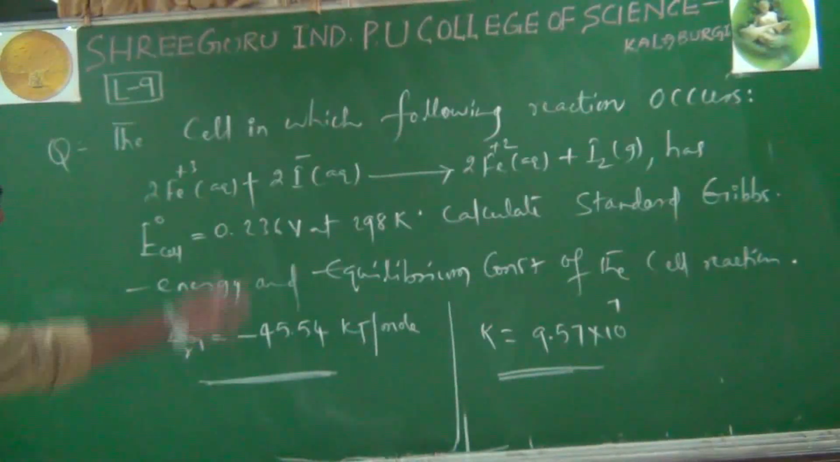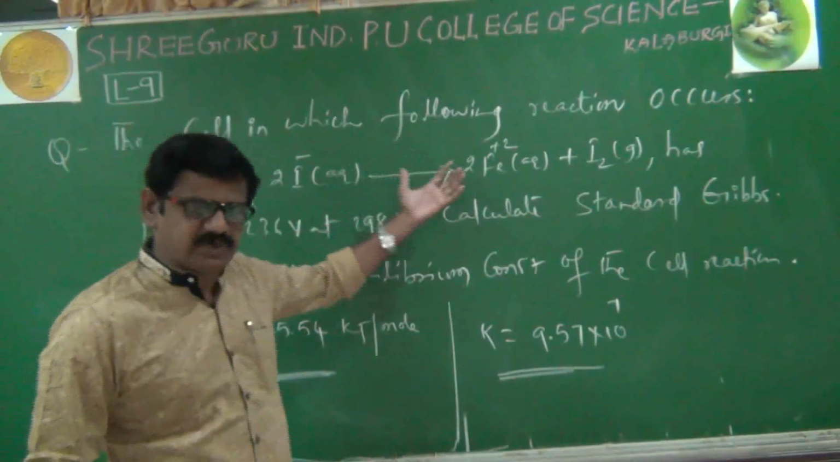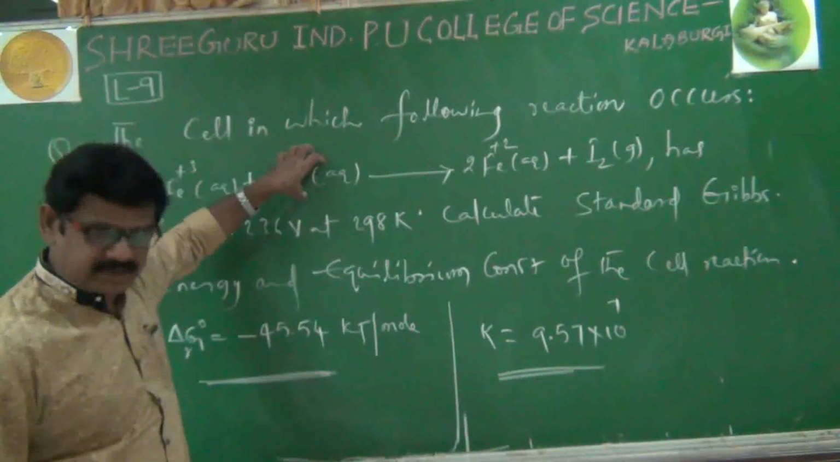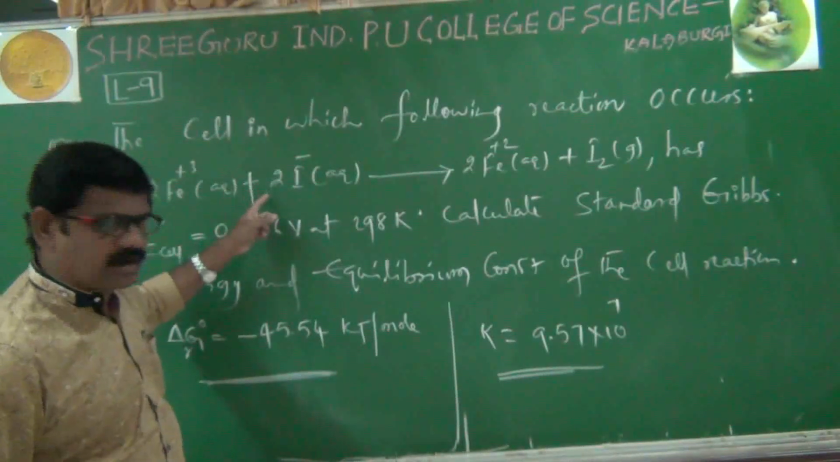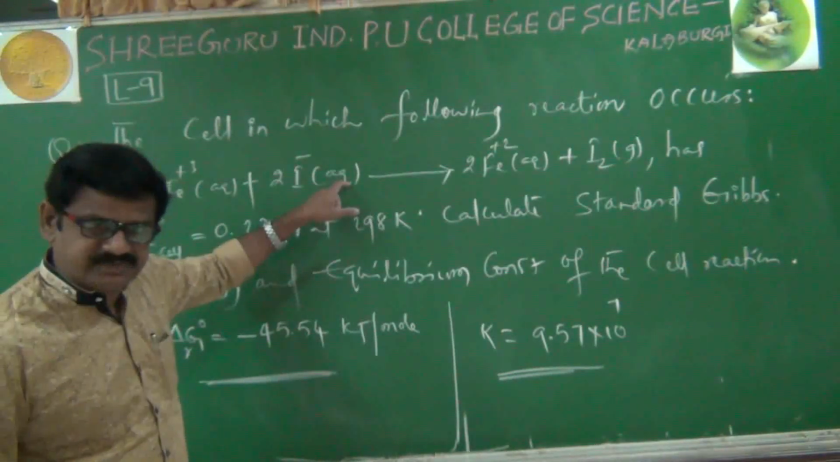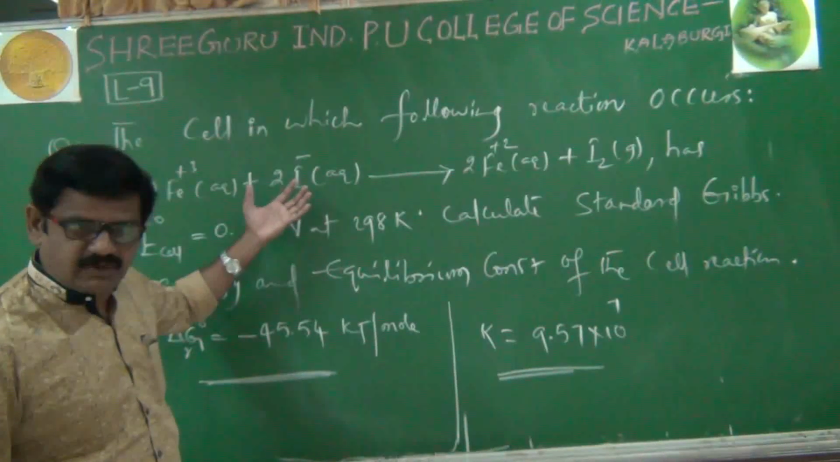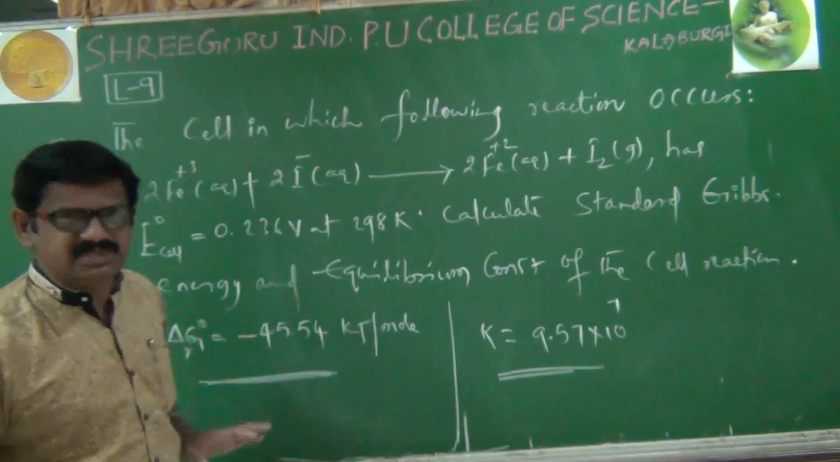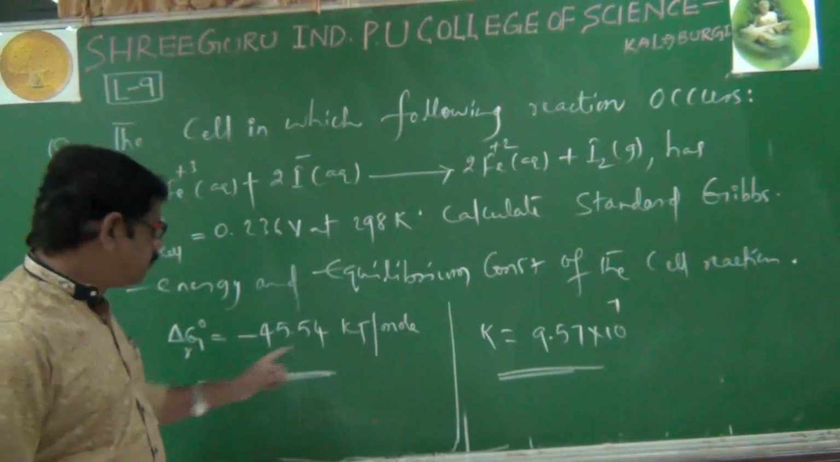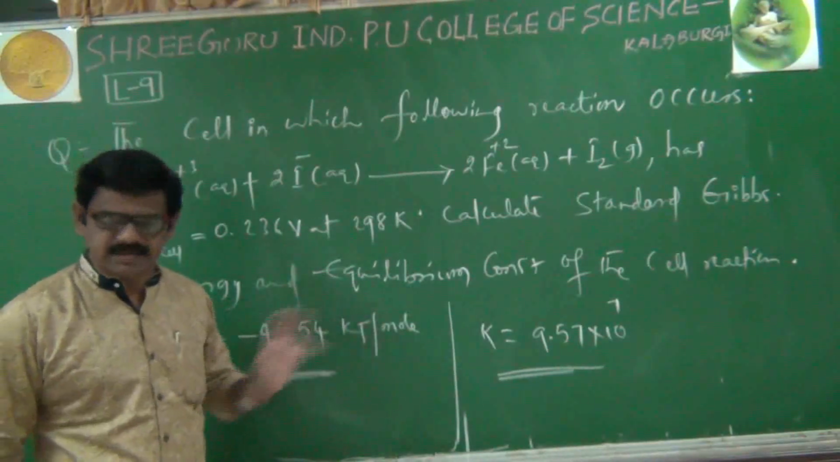It is quite similar to the previous question. First you have to understand the question: the given reaction, which species is undergoing oxidation, which is undergoing reduction, and how many moles of electrons are involved. Then the remaining procedure is quite similar. Just calculate both answers. That's it.